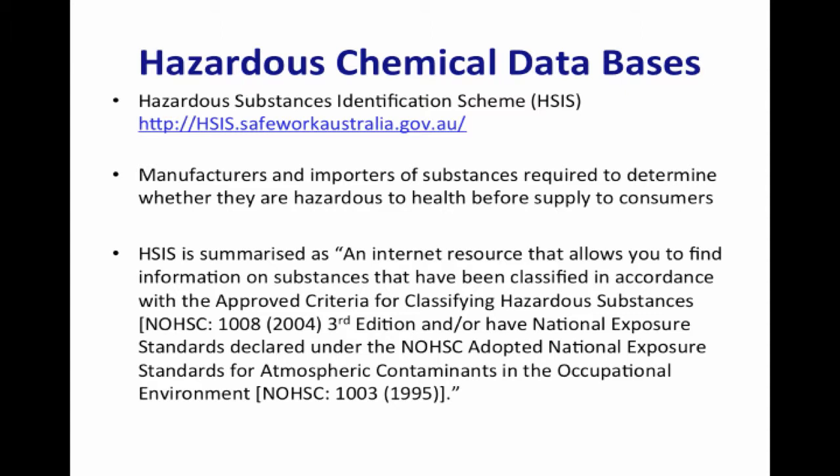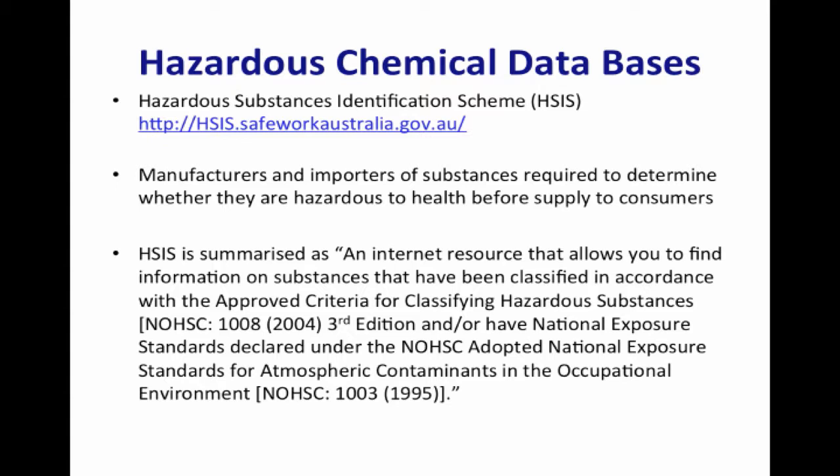Under the Model Work Health and Safety legislation, manufacturers and importers of substances supplied for workplaces are required to determine whether they are hazardous to health before supply. This legislation is based on the approved criteria for classifying hazardous substances. These criteria are adopted from the European Community legislation for classifying dangerous substances. Prior to Safe Work Australia, NOSC published the list of designated hazardous substances, with the last edition published in 2004. HIS now includes access to an updated consolidated listing of classified substances.